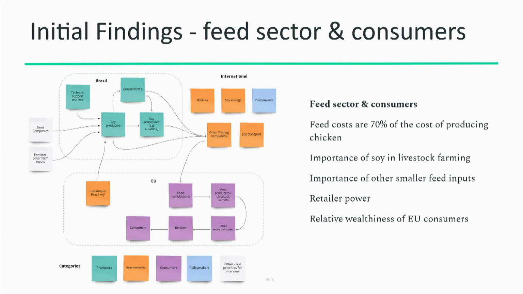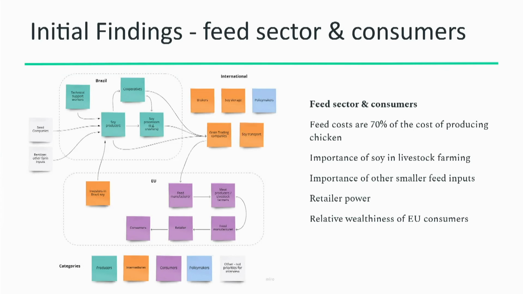Something else which came up in the interviews is that other inputs to feed are also quite important. So, for example, amino acids and vitamins. And whilst a smaller volume of these are required for feed, their cargo is more concentrated. So if there was just one shipment of vitamins or amino acids disrupted, this could lead to a bigger impact than a shipment of soy being disrupted.